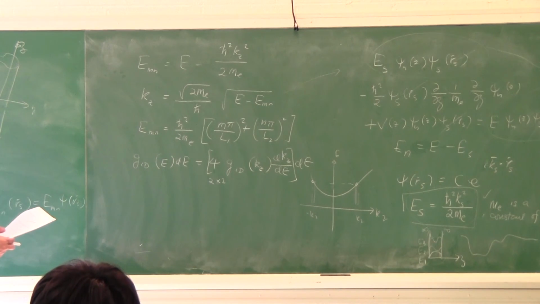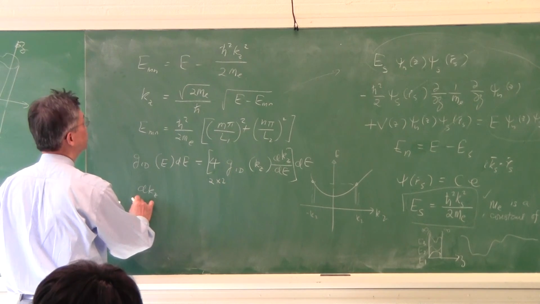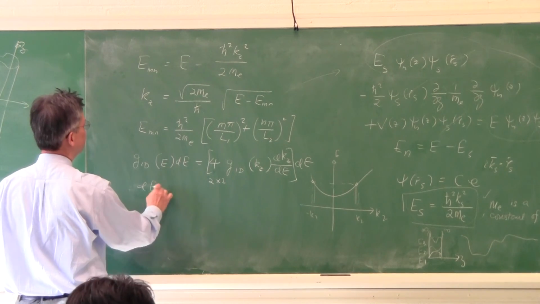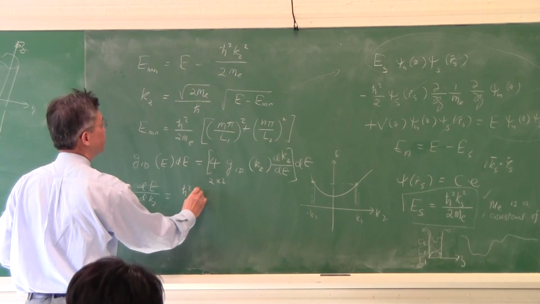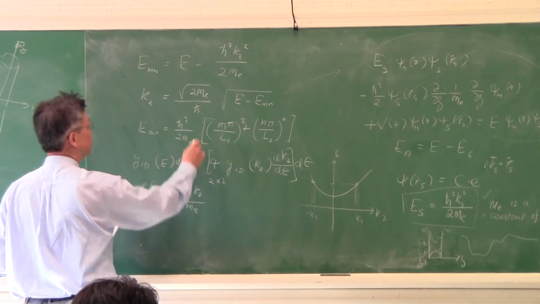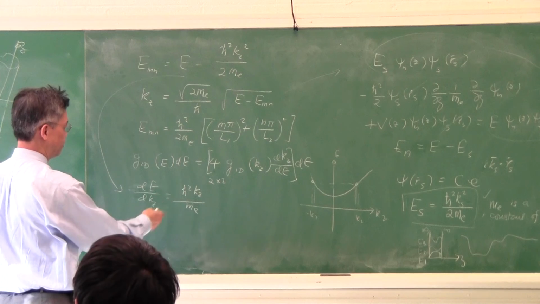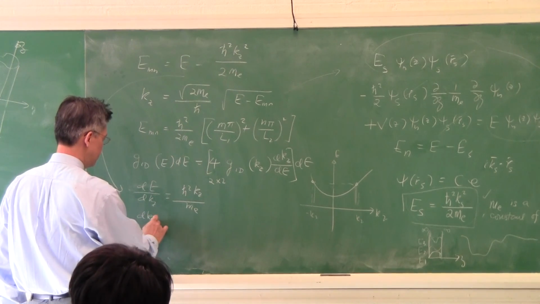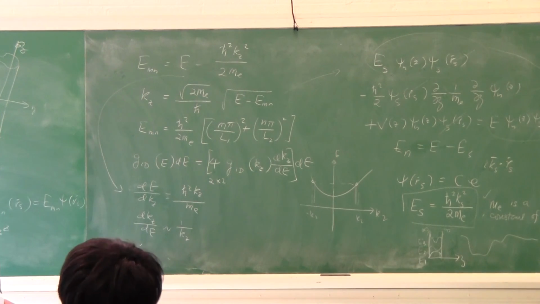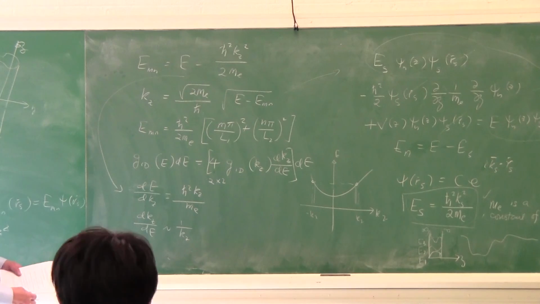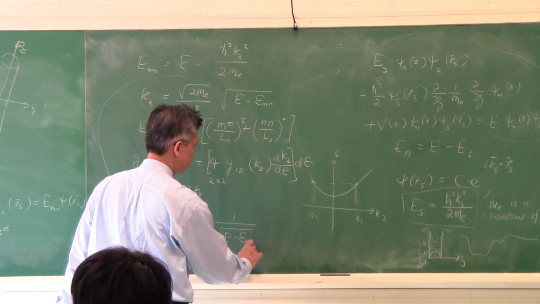And then if you work this out properly, then you get the Kz dE or dE dKz. You can figure that out very easily. It must be equal to h bar squared Kz over m, right? This equation, you can figure that out. And then the Kz dE is proportional to 1 over Kz. Okay? And then 1 over Kz is proportional to 1 over square root of E minus Emn.